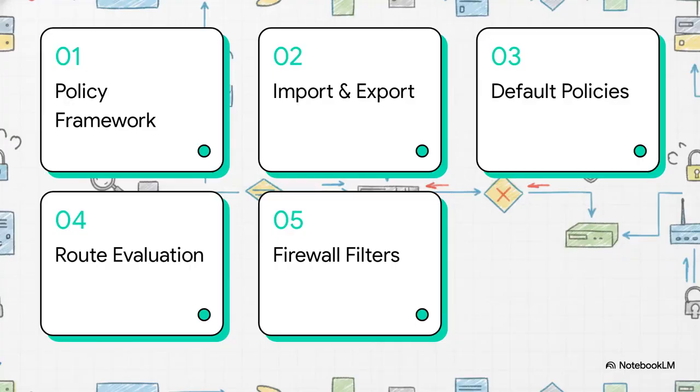Here's our quick roadmap for this explainer. We'll start with the Junos Policy Framework, move into import and export policies, check out default routing policies, walk through route evaluation and actions, and then wrap the whole thing up by understanding firewall filters. All right, let's jump right in.